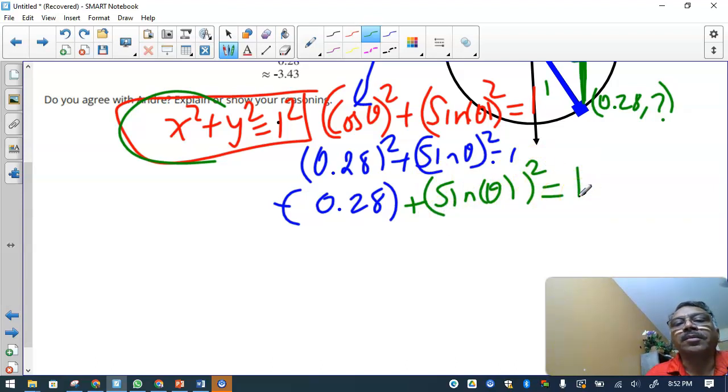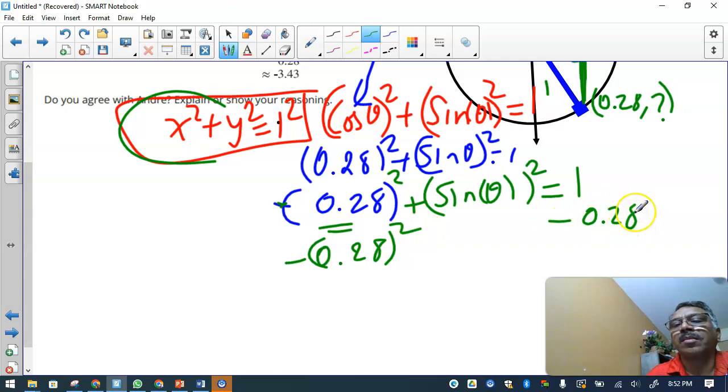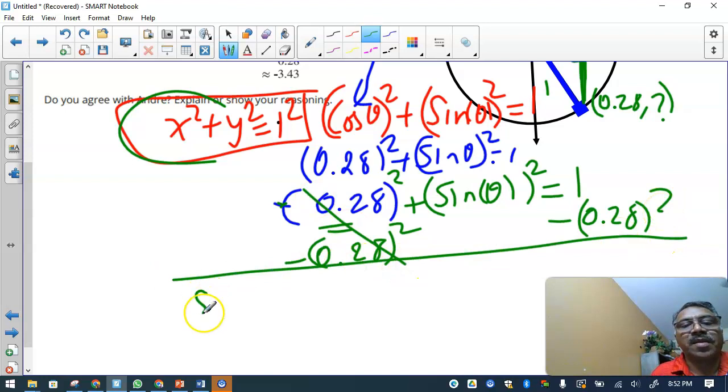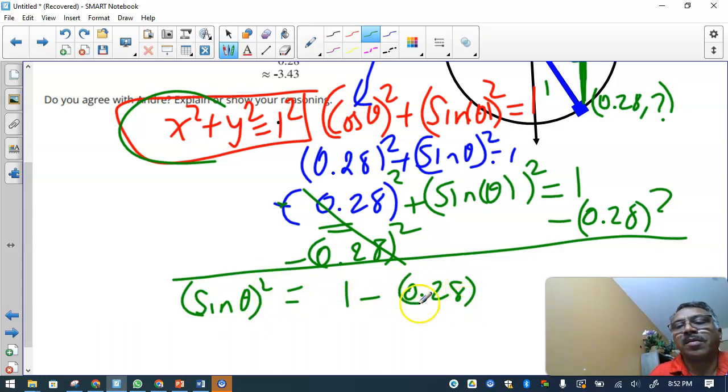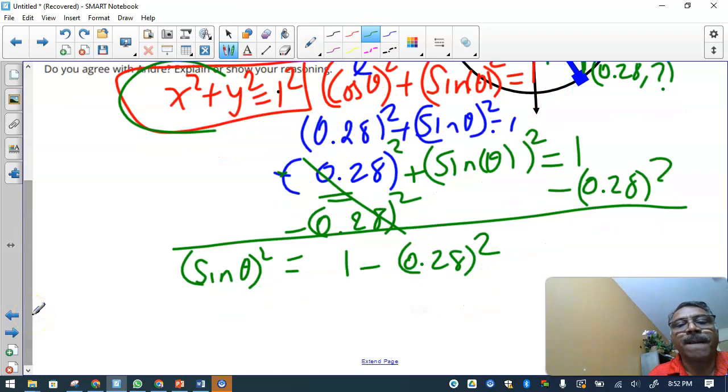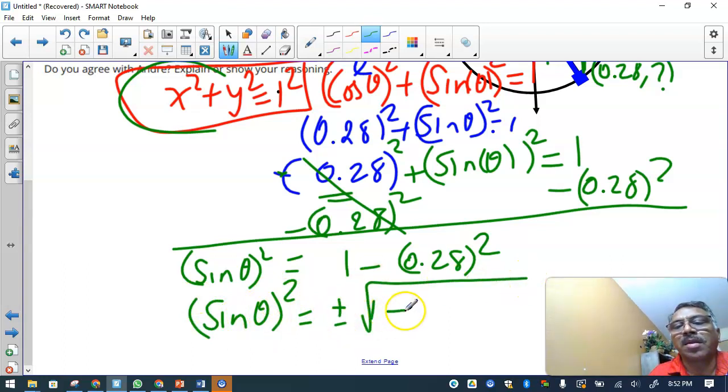Then you subtract this part, which means you're subtracting 0.28 squared from both sides. And this crosses out. What you're left with is sine squared theta is 1 minus 0.28 the whole square. Then we can write sine theta equals plus or minus the square root of 1 minus 0.28 squared.